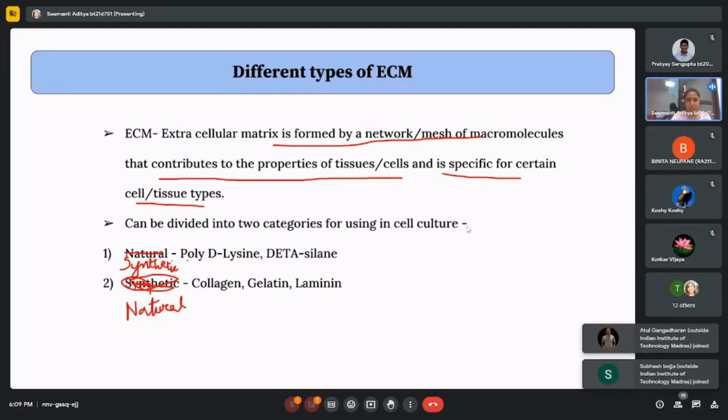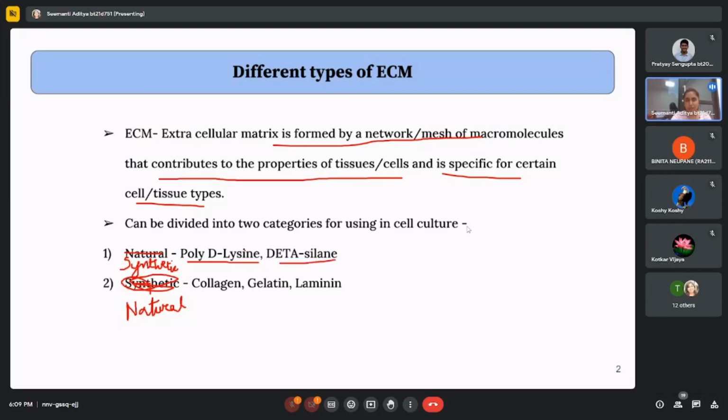Synthetic ECM consists of poly-D lysine and beta-silane. Lysine, as you know, is an amino acid. When many monomers of D lysine are conjugated together, they form poly-D lysine, and that is synthetically made. It is not naturally occurring.